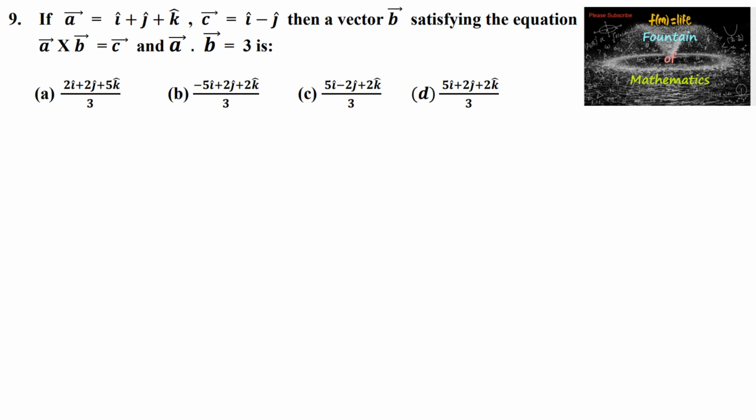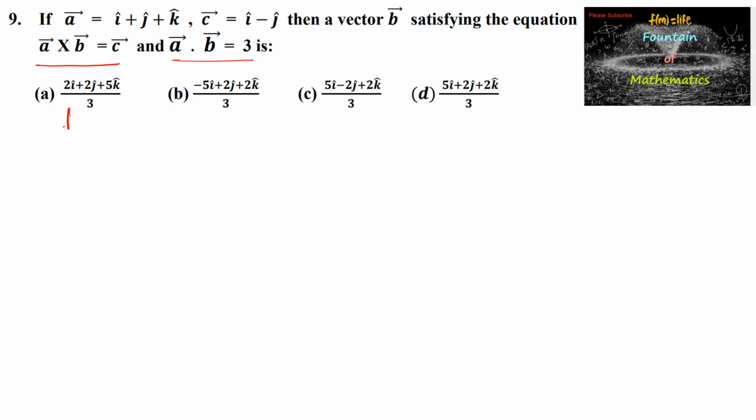If vector A is equal to i plus j plus k and vector C is equal to i minus j, then a vector B satisfying the equation A cross B is equal to C vector and A dot B is equal to 3. So we need to find the vector B. So let us choose the options.